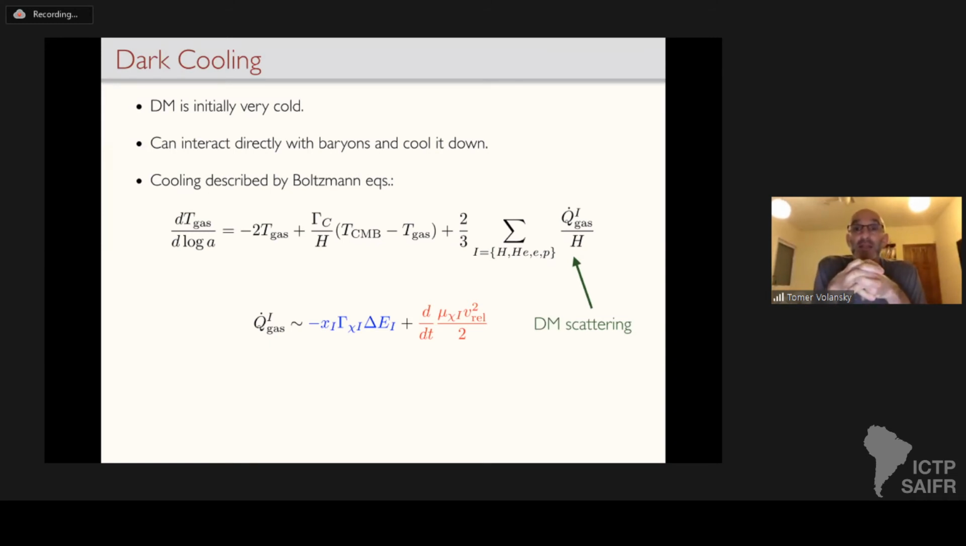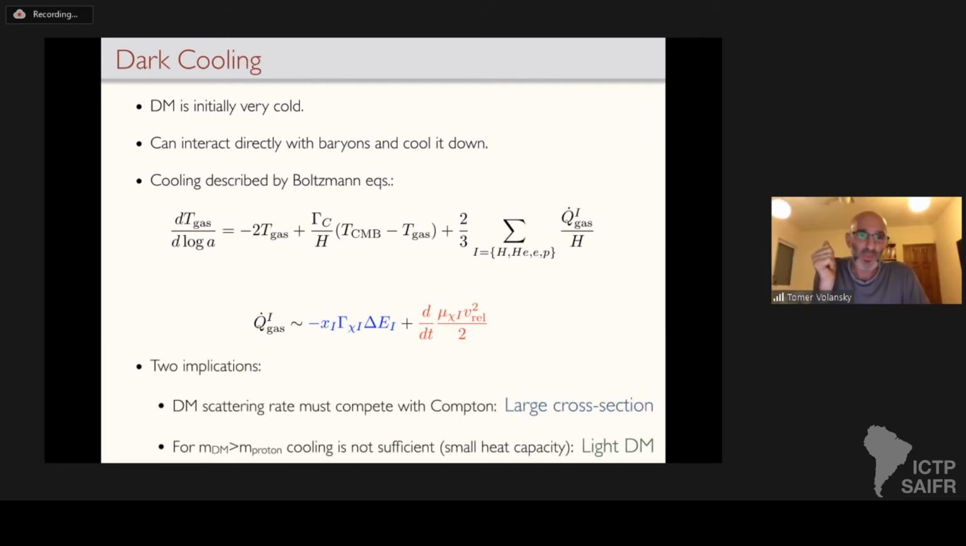And the other one comes about from the fact that the baryons and the dark matter can have relative velocities to one another, bulk velocities, and that those bulk velocities dissipate when they interact and act to heat up the gas. So there's a cooling term and there's a heating term, and two things come out of those terms. Number one, you see the interactions with the dark matter versus the interaction with Compton.